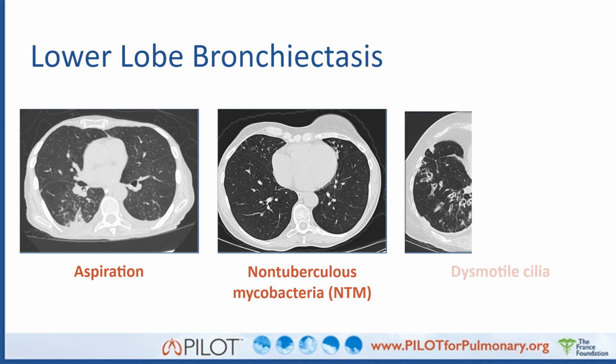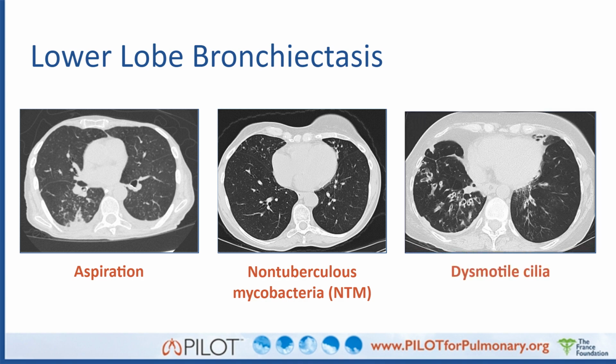And then dysmotile cilia. If I see a lower lobe predominant bronchiectasis in a younger patient that gives a history of recurrent pneumonia, I think about dysmotile cilia. If they have a dextrocardia, I think about Kartagener's. But there are many variants of dysmotile cilia that the clinician will be able to be more specific about.